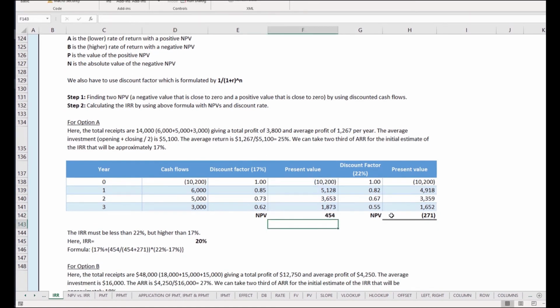And we can find that as follows. We can put in 17% plus 454, which is the sum of the discounted future cash flows, divided by the sum of the discounted cash flows at 17% and 22%, and then we multiply that by the difference between the 22% and the 17%. So you can copy this formula to reuse. I've also put it in row 146, but when we do that, it tells us that the IRR to make NPV equal to 0 is 20%.